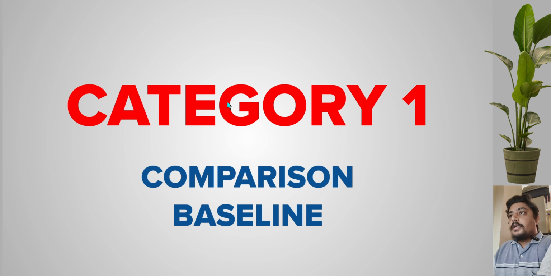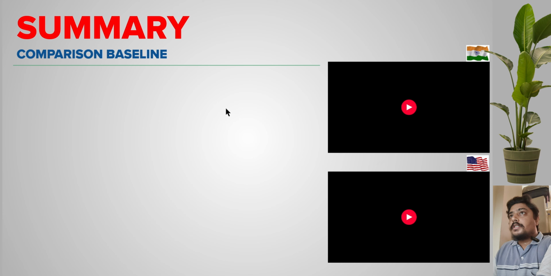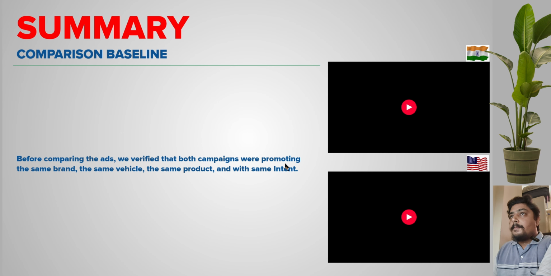So let's move to category 1, the comparison baseline. As you can see here, these are the two ad videos that we have. The one you see at the top is the Indian ad, and the one at the bottom is the American ad. In this comparison baseline, before comparing the ads, we verified that both campaigns were promoting the same brand, the same vehicle, the same product, and with the same intent.